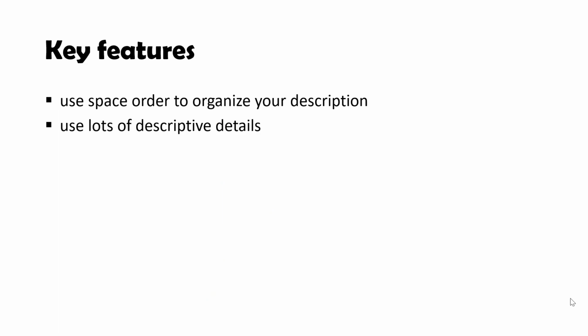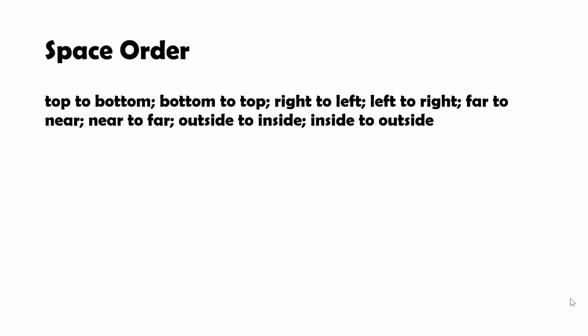In writing a descriptive paragraph, there are two key features. The first one, using space order to organize your description. And the second one, using lots of descriptive details. For the first one, space order.